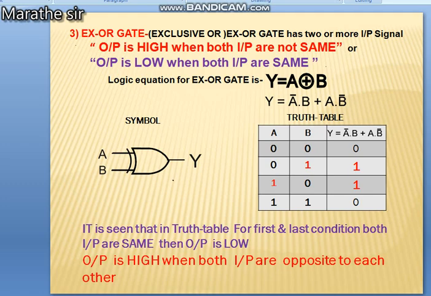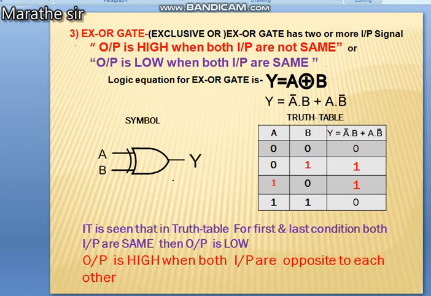Here the logic equation is shown for the XOR gate. Y is equal to A exclusive-OR B. That means Y is equal to A bar dot B plus A dot B bar. That is the Boolean equation or logic equation of the XOR gate. In the symbol, the two input XOR gate is shown. At the output Y, we are getting A bar dot B plus A dot B bar.